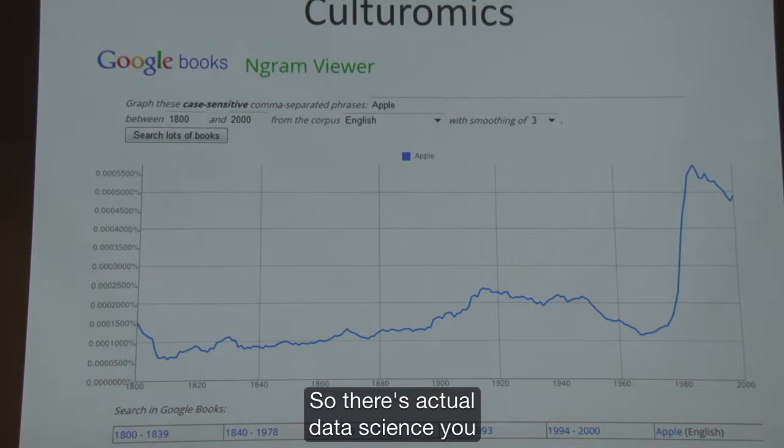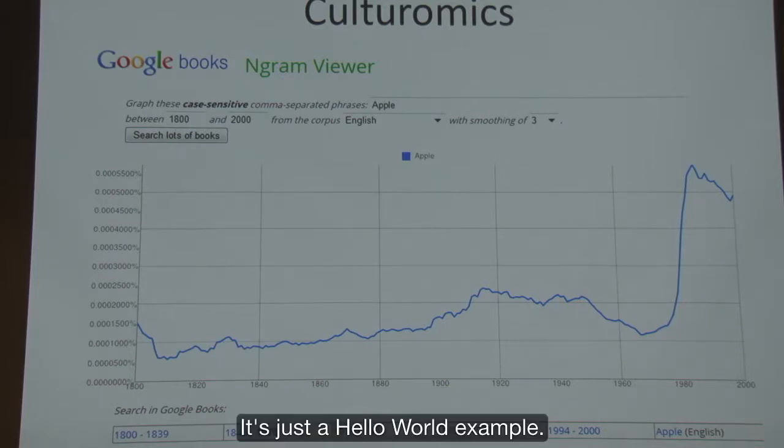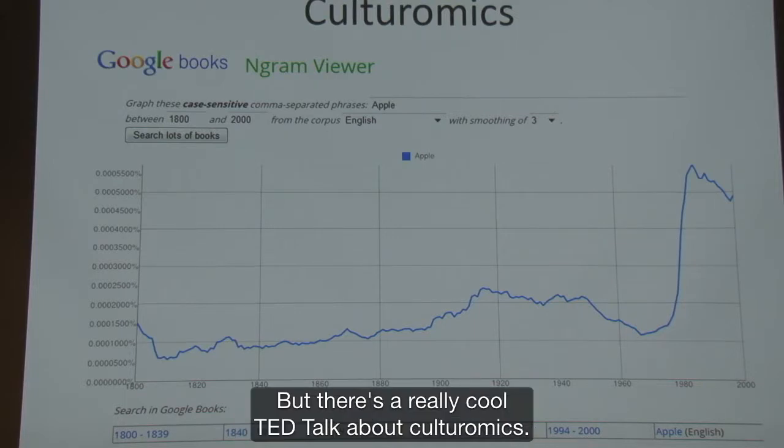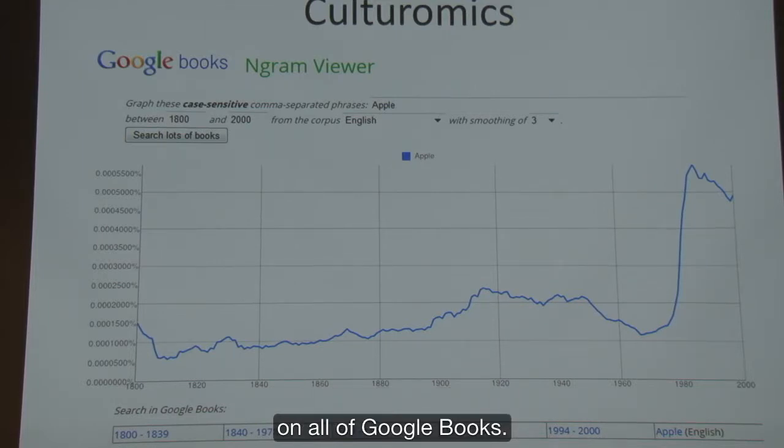So there's actual data science you can do, even with such a simple, silly example, right? It's just a Hello World example, but there's a really cool TED Talk about culturomics. What they did was they did this word count on all of Google Books, right? It's for large data sets. That's a really large data set.